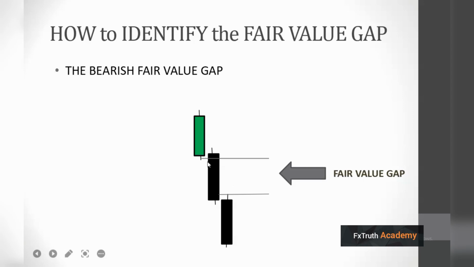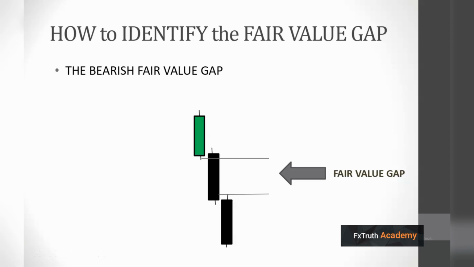Why? Because once they don't meet, it creates what we know here, in the midpoint of these 3 candles, as the fair value gap. I outlined it here, the fair value gap. So price will come back to this area later in the future as a resistance level, because we are looking here at the bearish fair value gap.